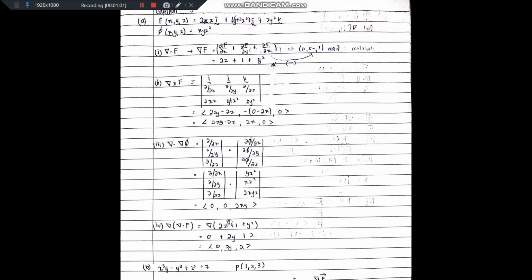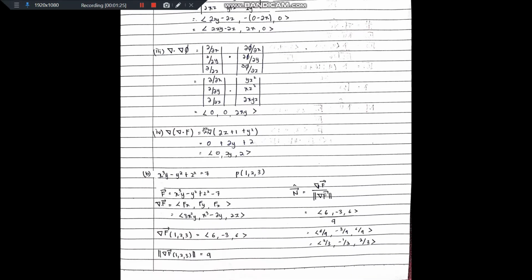0, 2xy. For 4, we have to find nabla times nabla dot f, where nabla dot f we already got from the first part. We can take this answer and then multiply with nabla, which means we differentiate this in brackets, and then we will get 0, 2y, and z.